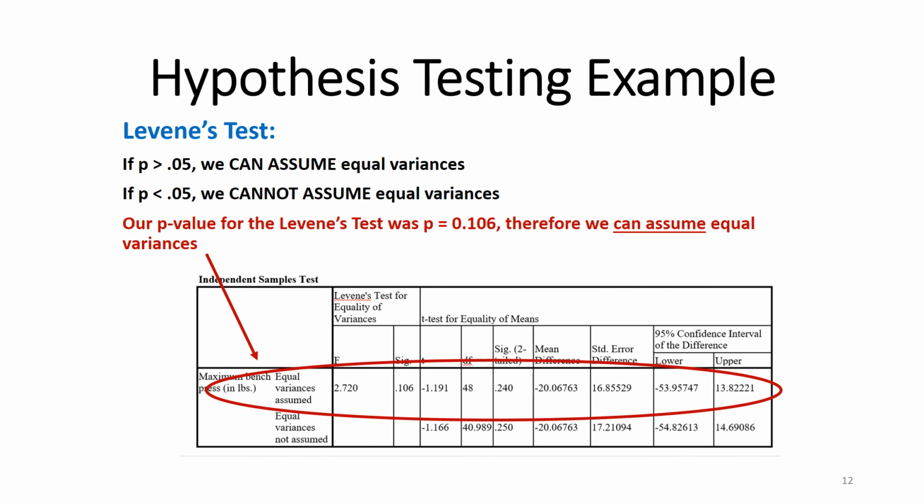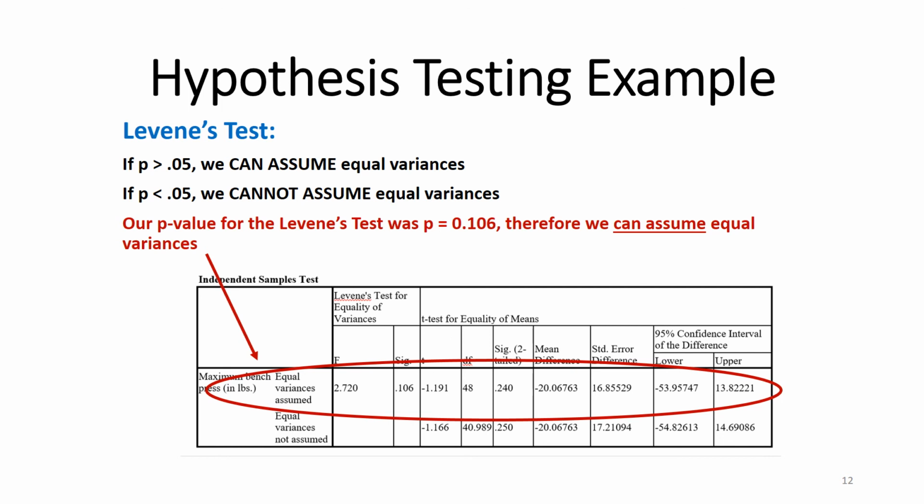All right, so here on this slide, I give you the way to read that map of that 0.106. When you look at the Levene's test, if your p-value is greater than 0.05, you can assume equal variances. But if your p-value is less than 0.05, you cannot assume equal variances. The p-value, once again, is just another name for sig. So we look at that sig. Our sig is 0.106. Since 0.106 is greater than 0.05, we can assume equal variances.